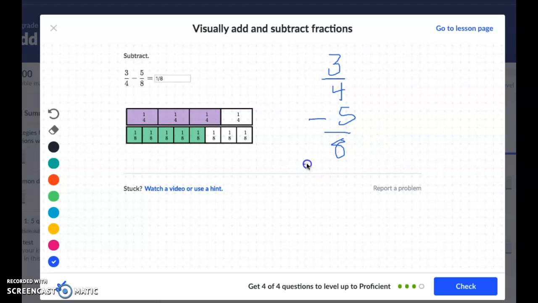And then I need to make a common denominator. Now in this case, instead of multiplying 4 times 8 and getting 32, I'm going to notice that I can simply do 4 times 2 is 8. So I can make both of my denominators 8. When I make both of my denominators 8, then I'm doing 8 times 1 is 8, and 5 times 1 is 5. So it's a little less work on that bottom fraction. 4 times 2 is 8. 3 times 2 is 6. And then 6 take away 5 would be 1/8.